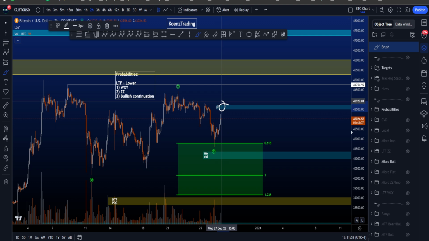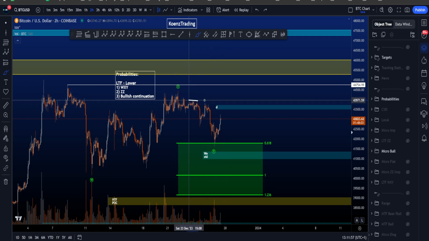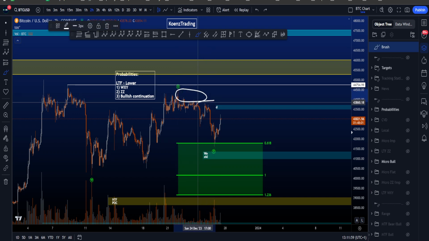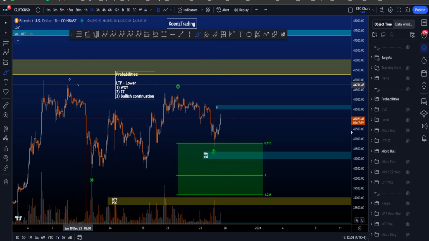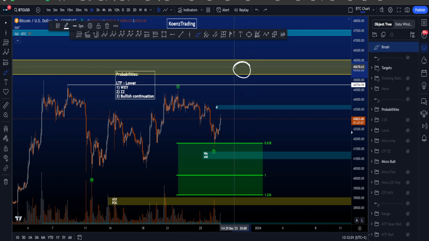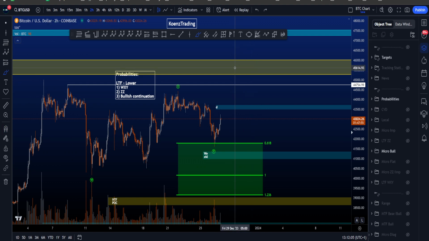But if price can pass this resistance, there is not too much left above price here. A couple of highs, yes, but not too much other resistance. So we could be looking for the highs to be taken, the yellow box, but then also still keep in mind a potential flat just in case.